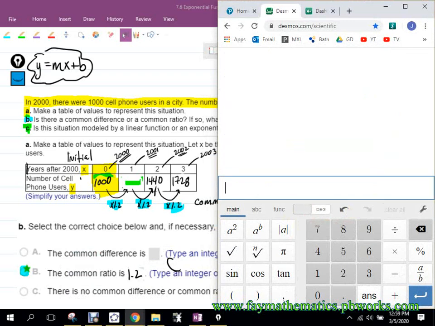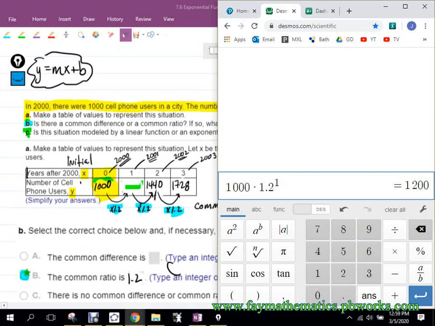So we'll clear all this out, and I'm going to type in 1,000 times 1.2 raised to the x. But now x is going to be 0. If I plug 0 in, do I get 1,000 to go with it? So it gives me that first ordered pair, right? If x is 1, do I get 1,200? Which would have given me that y value right there. If I plug 2 in, does it give me 1440? If I plug 3 in, does it give me 1728? Yeah. So it's another way of getting what's in that table, right?